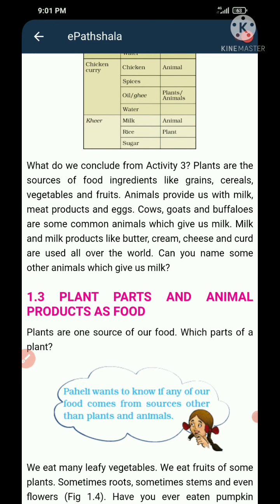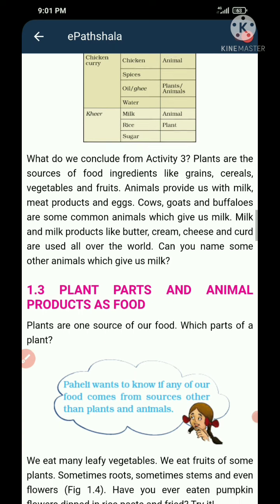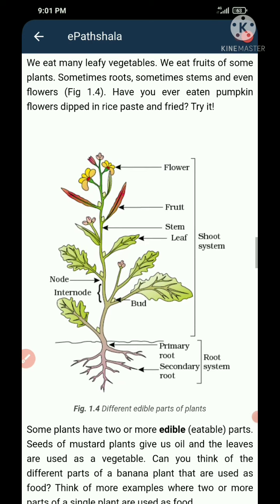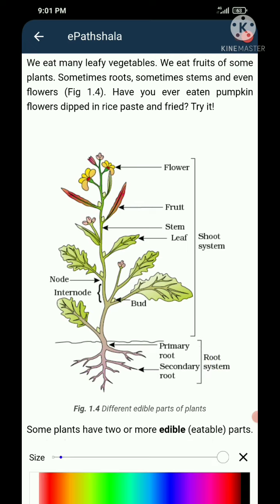plant parts and animal products as food. So which plant parts do we eat? There are so many parts we eat which come from plants, but they are different parts of the plants. By looking at this figure, let's have a look here: flower, fruit, stem, leaf, which is basically important, and root.